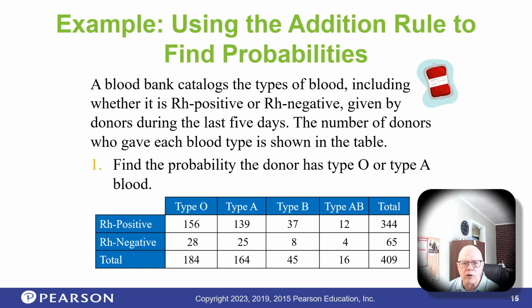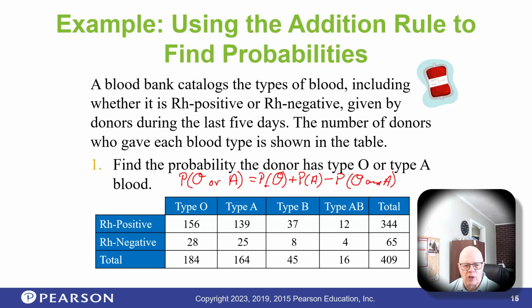Okay, for all you nursing people, we're going to talk about a blood one again. We want the probability that the donor has type O or A. So type O or A. That means we'll use the addition rule. So we'll need the probability of having an O type blood plus the probability of A type blood minus the probability that someone has type O blood and type A blood at the same time.